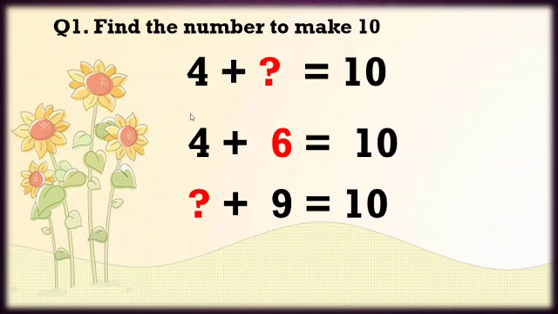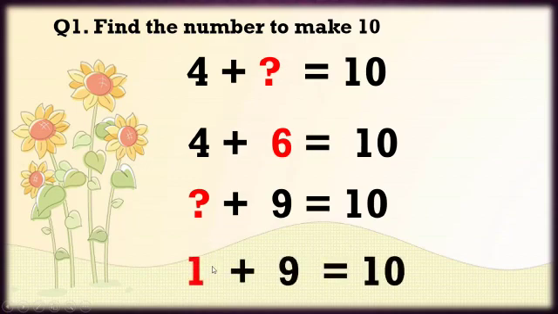Our next question is which number will be added in 9 to make it 10? 9 में ऐसा कौन सा डिजिट हम ऐड करेंगे कि वो 10 बनेगा? Count it with me. We will count next from 9. 9 and 10. That means we have added 1 in it. That makes 10. 1 plus 9 is equal to 10.